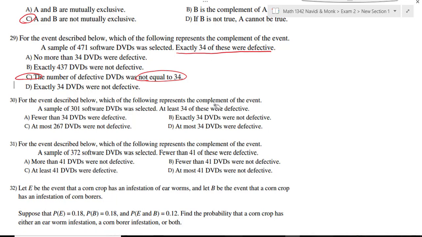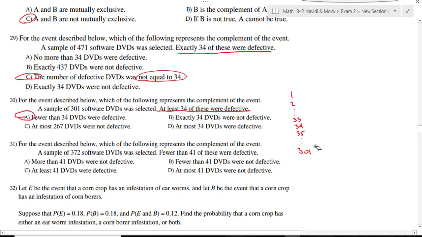Number 30. Once again, I want to find the complement of the event. Here's my statement. A sample of 301 software DVDs are selected. At least 34 of these were defective. At least 34 means it could be 34 or more. The complement of 34 or more is fewer than or less than 34.